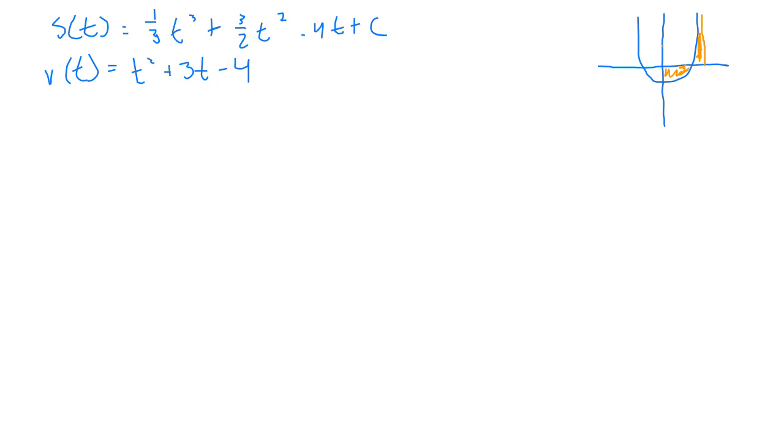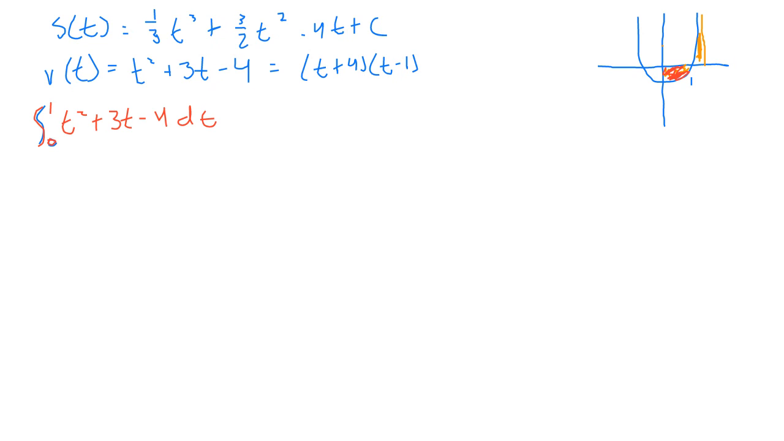So if we go ahead and factor this out, we can see that this is equal to t plus 4 and t minus 1. So therefore, t equals 1 is where we're going to have to split it. What we can do first is solve for the integral from 0 to 1. I'm going to switch colors to make this less confusing. From 0 to 1 of our velocity function, t squared plus 3t minus 4.